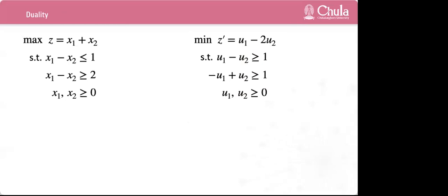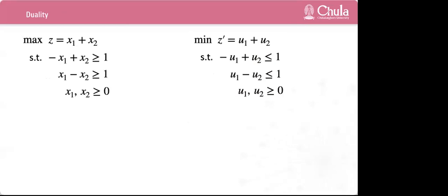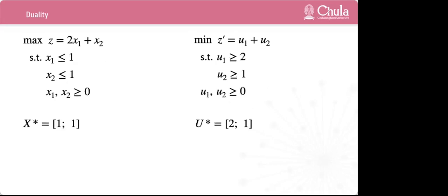Yes, what happens if the number of variables is more than the number of constraints? Yeah, it's possible, no problem. The number of variables of the primal problem becomes the number of constraints in the dual problem. And the number of constraints in the primal problem becomes the number of variables in the dual. Okay, no problem.